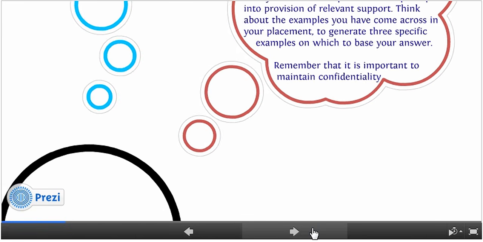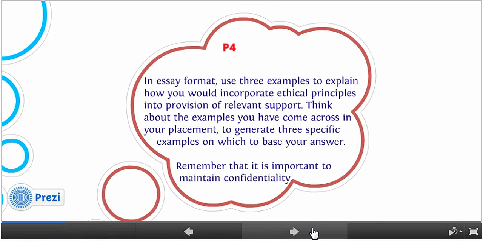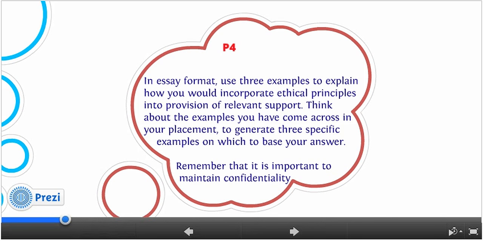And in doing this, we're working towards P4, which asks you in essay format to use 3 examples to explain how you would incorporate ethical principles into provision in terms of relevant support. And you need to think about examples from your placements. You really need to think about how these ethical principles that we're going to discuss here are used in practice. And if any of you decide to draw on some of your placement work, remember to change the names of people and ensure confidentiality of the clients.